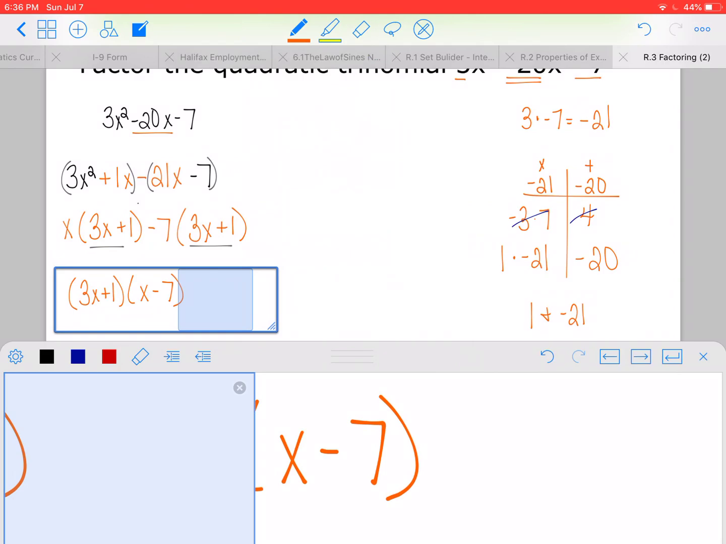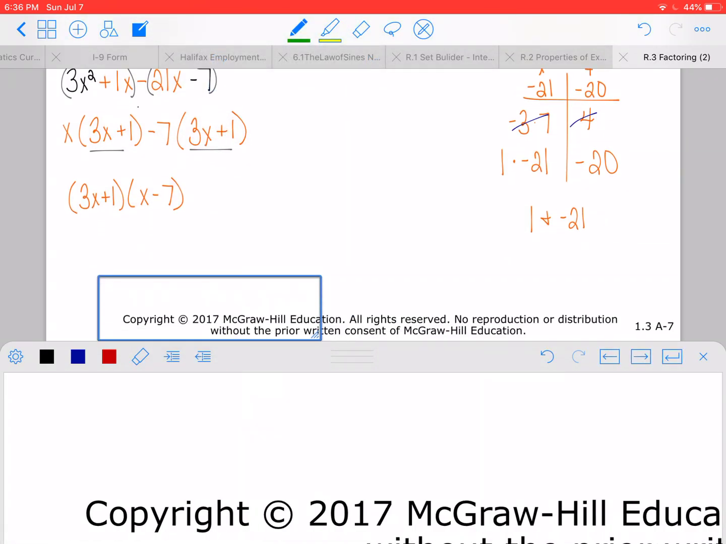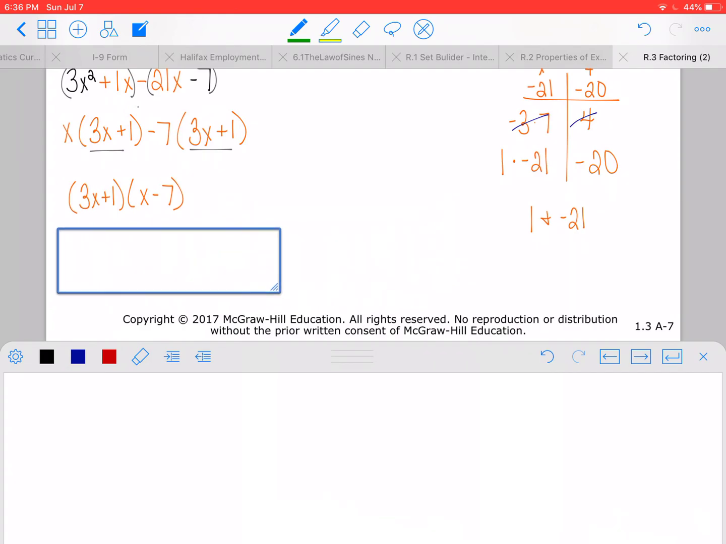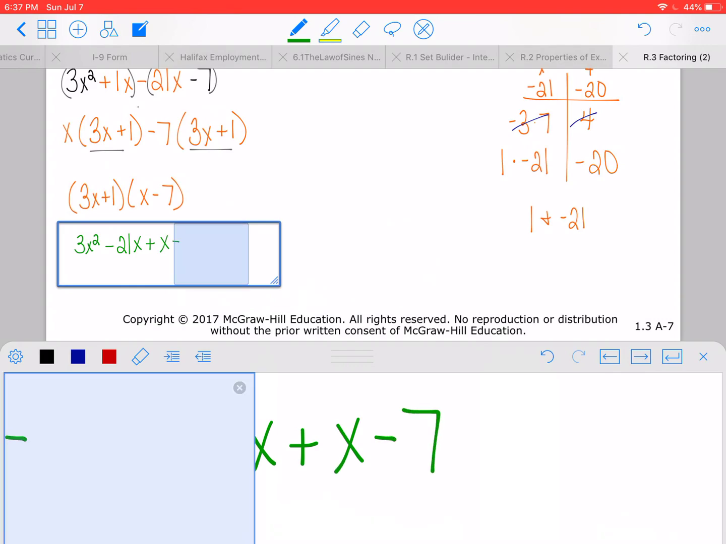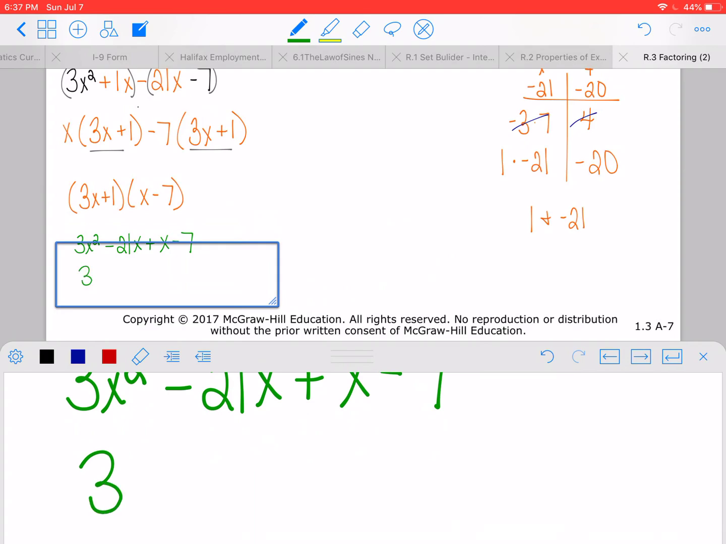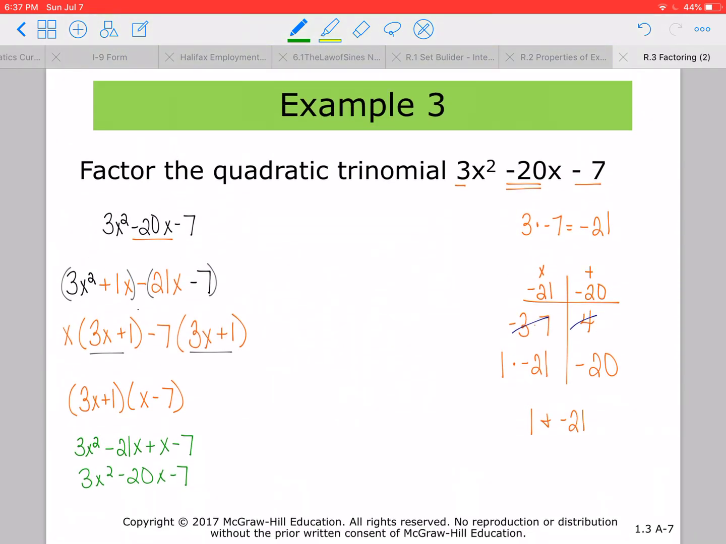Let's check this. I'm not going to check it every time, but for this first one, if we check it, we've got 3x times x by FOILing. We've got 3x squared, and then 3x times negative 7 is negative 21x. 1 times x is positive 1x, and 1 times negative 7 is negative 7. Combine the like terms, and we get our original trinomial. So it does check out.